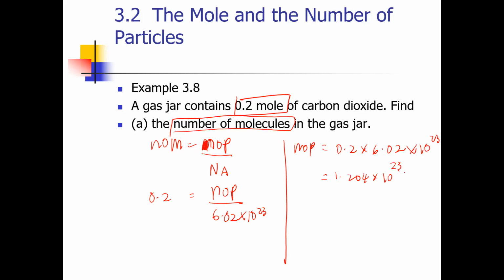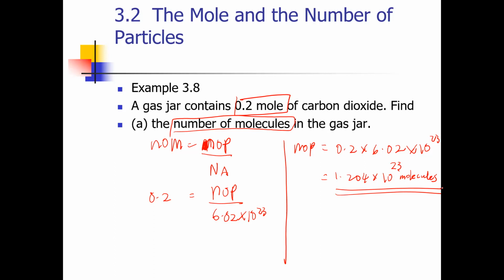23. 0 marks. Oh, moles? Wrong, moles. 0 marks. They're asking about the number, so you must write the molecule. Very good. If you didn't put the unit, you don't get the marks. Here must have molecules, then only your answer is correct. Perfect answer.